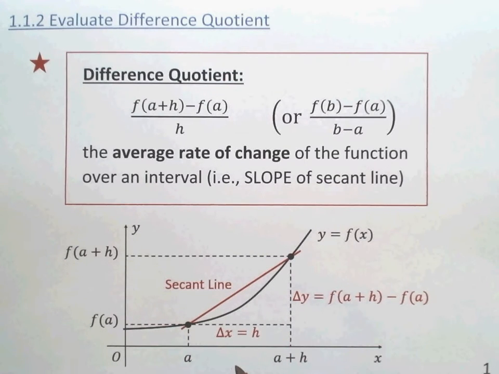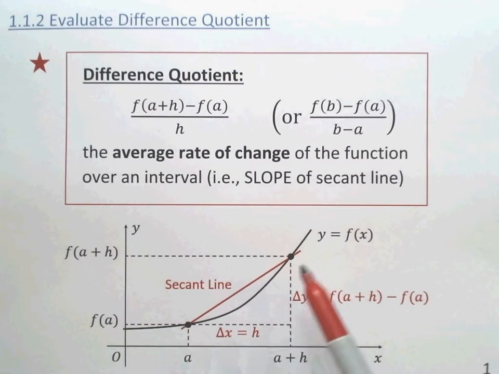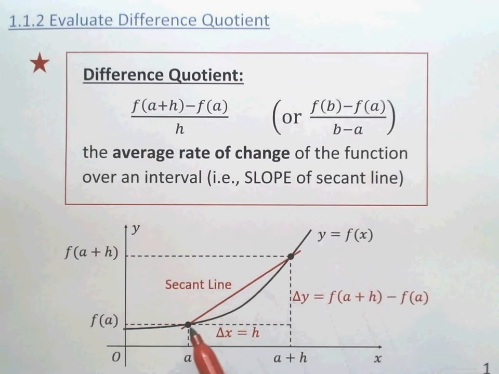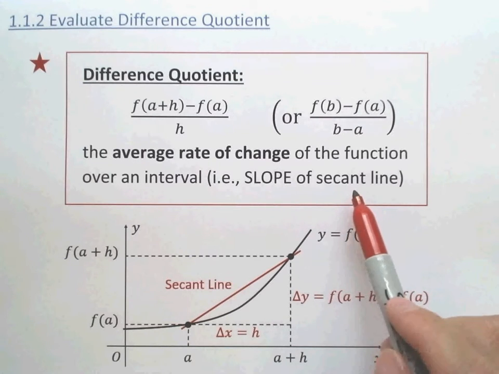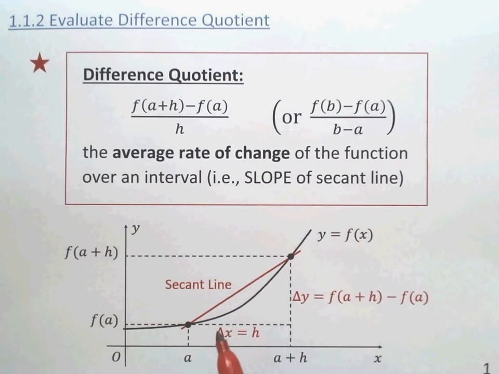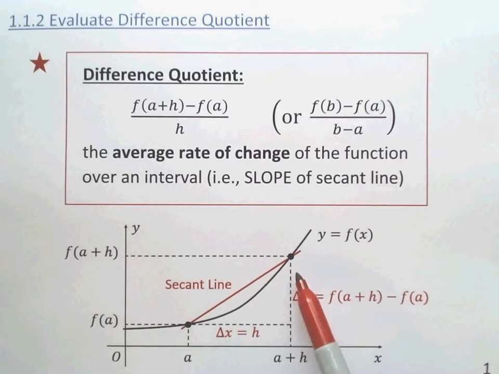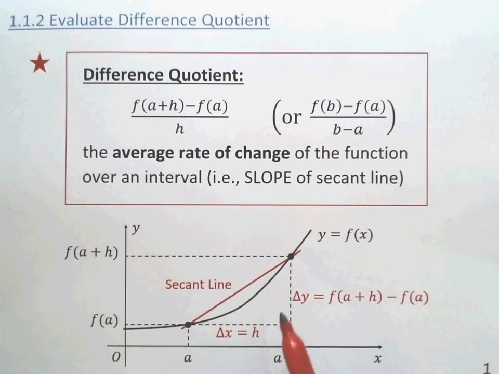Another way to see it, this is exactly the slope of this straight line. This straight line we define as a secant line of the curve. It is exactly the slope of the secant line, because delta y over delta x is the slope. In the future, if we take the limit as h goes to 0, we will find the definition of a derivative.